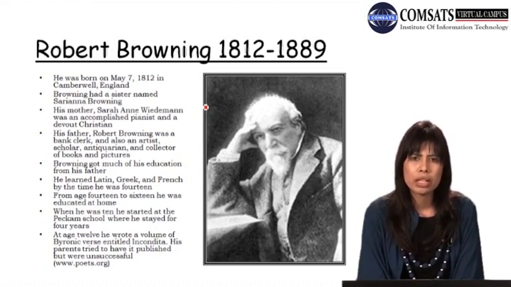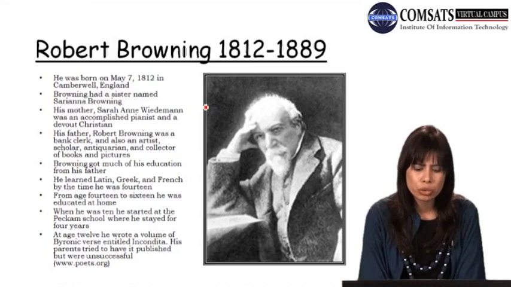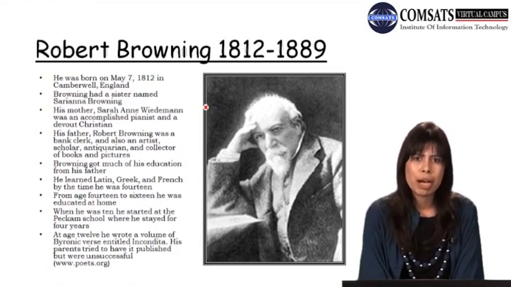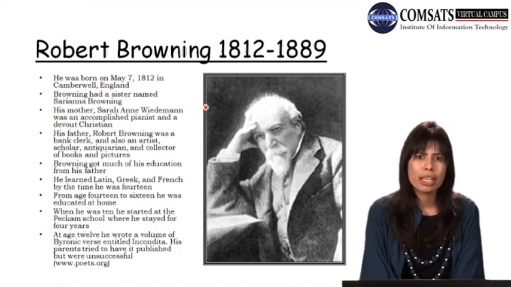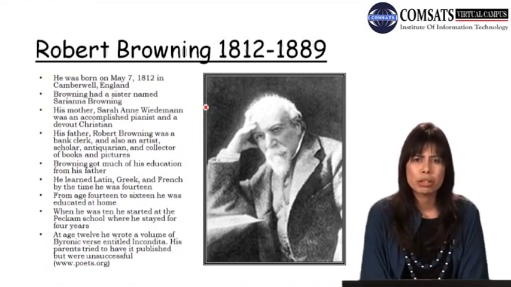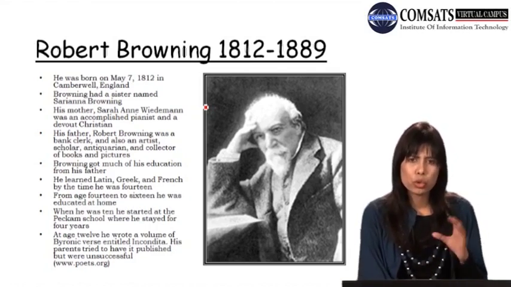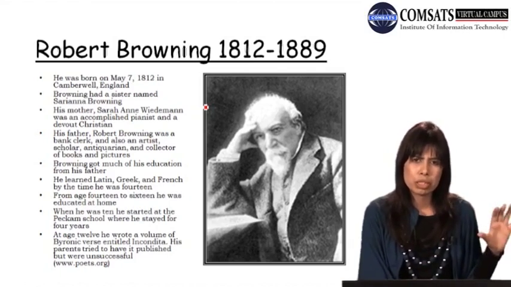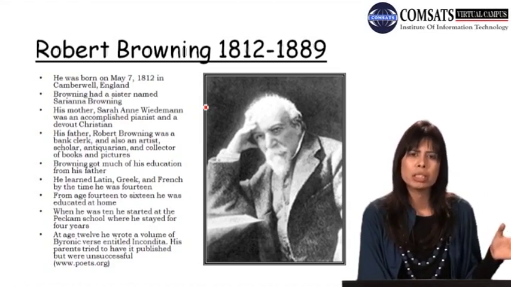He could speak and understand Latin, Greek and French at that time when he was only 14 years of age. For the very first time, at the age of 12, he wrote Byronic verse. Here, my dear students, this is about Byron, about the Byronic hero I told you about when we were doing the Romantic age. So dear students, you'll have to keep in mind all the core concepts. This would be very helpful for you when you analyze Robert Browning's poetry.